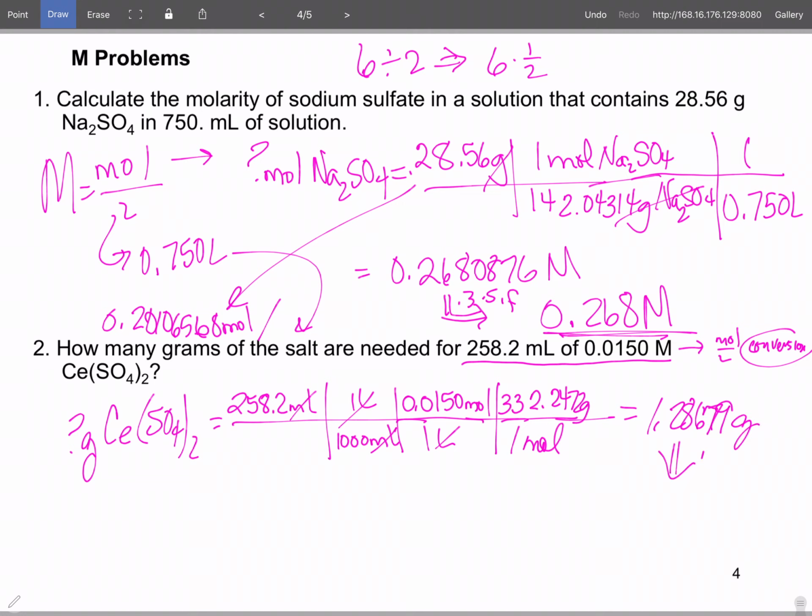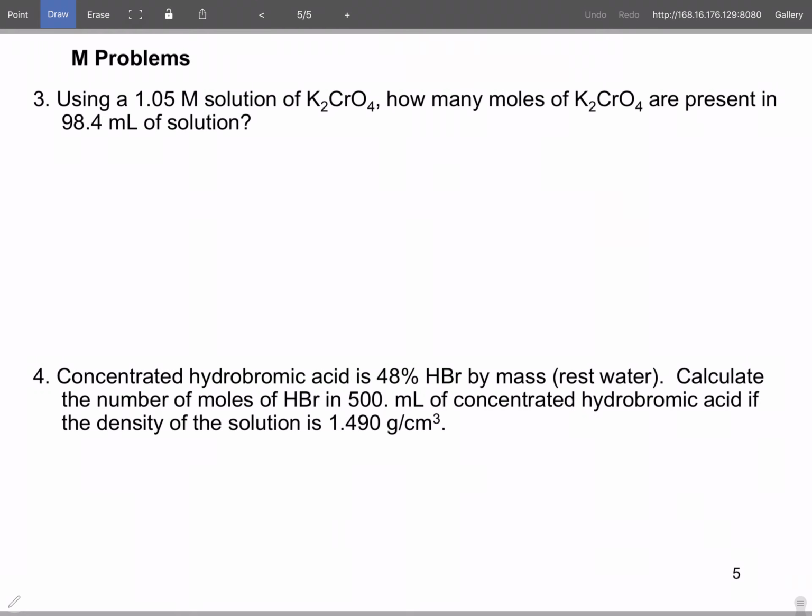We look at it, we have 4 significant figures. Wait, no we don't. We only have 3 significant figures, because this one is 4 significant figures. This one's infinite, but this one's only 3 significant figures. So we're at 3 significant figures, so we will report 1.29 grams of salt needed here. Okay? Remember, molarity is like density. The number goes with the unit.